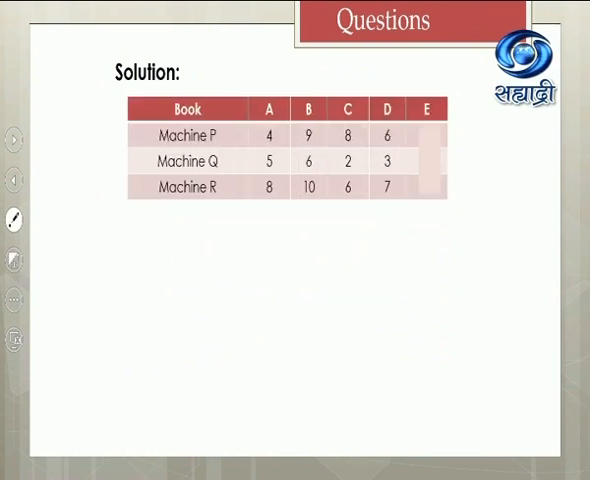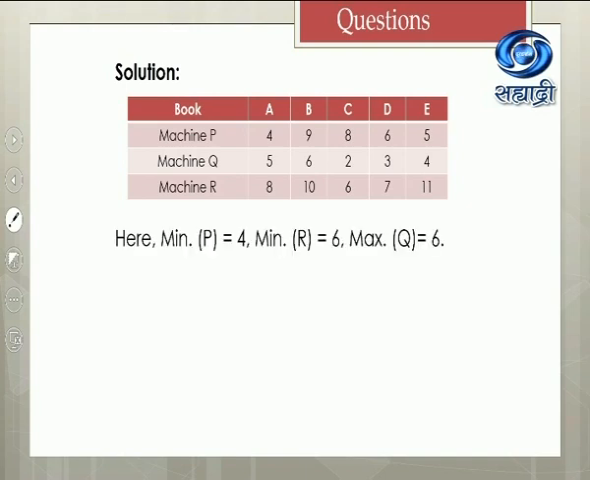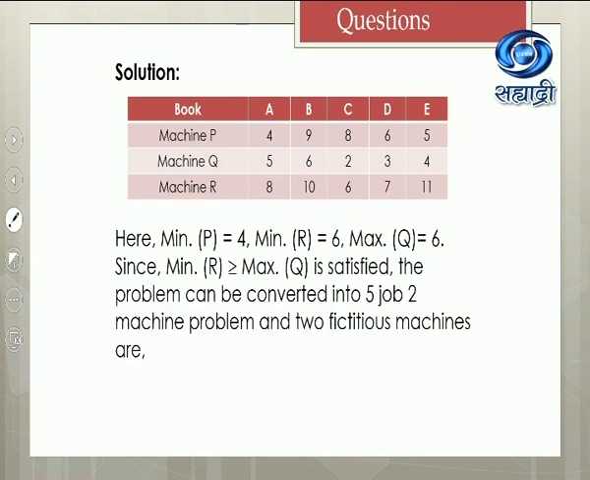This is the table which is given to you originally. Now let us find the minimum of P. Minimum of P, as you can see, is 4. Maximum of Q is 6 and minimum of R again is 6. So let us see the condition. Minimum R is greater than or equal to maximum Q, which is satisfied.